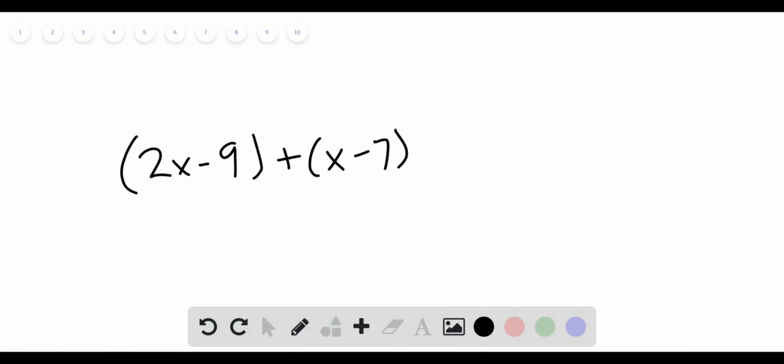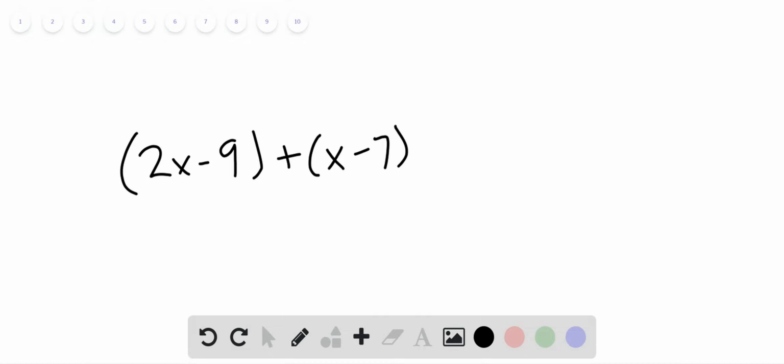So in this problem, we are asked to find the sum or the difference of the polynomials. So I have two parentheses here. I have parentheses here and parentheses there. And notice that within the parentheses, I do not have like terms.